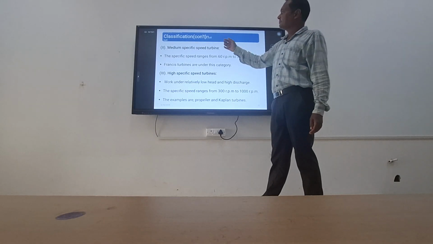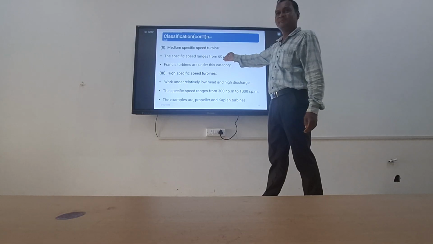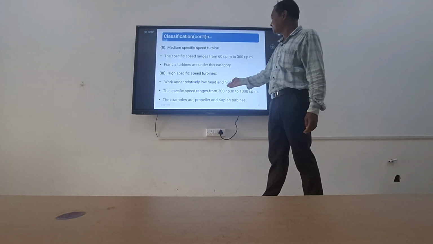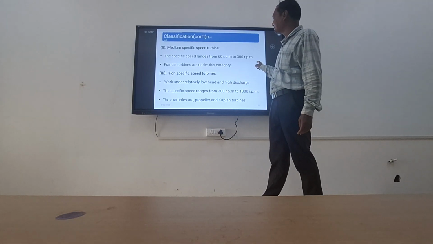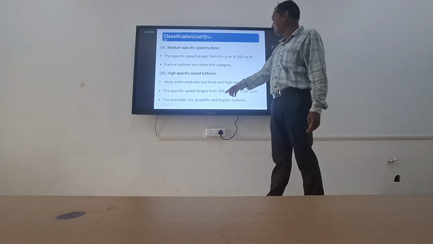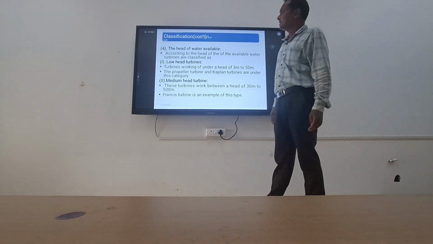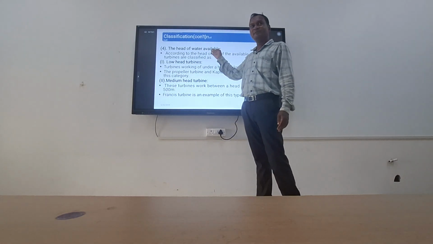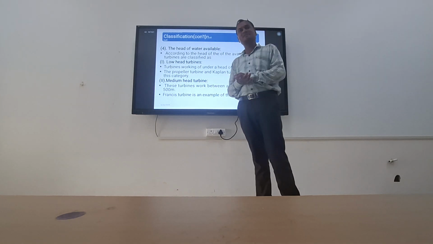Next are medium specific speed and high specific speed. Medium varies from 60 rpm to 300 rpm, and high specific speed is more than 300 rpm up to 1000 rpm. In the medium category is the Francis turbine, and the propeller and Kaplan turbines are high specific speed. In the next class, we will discuss the classification of turbines according to the head of water available.